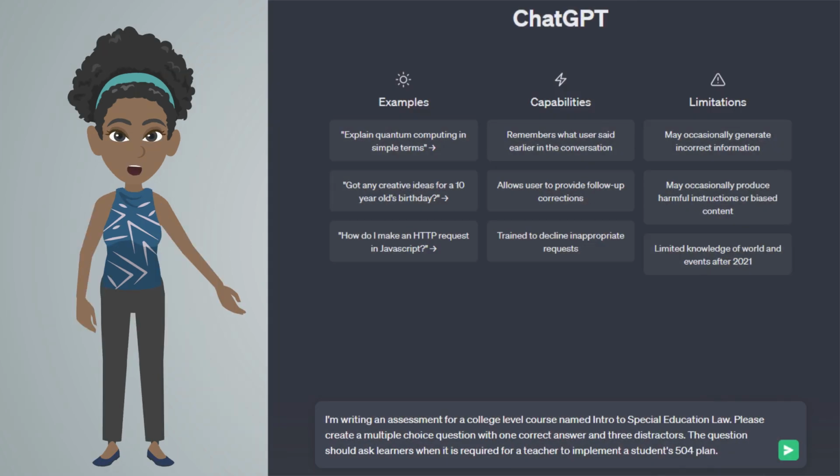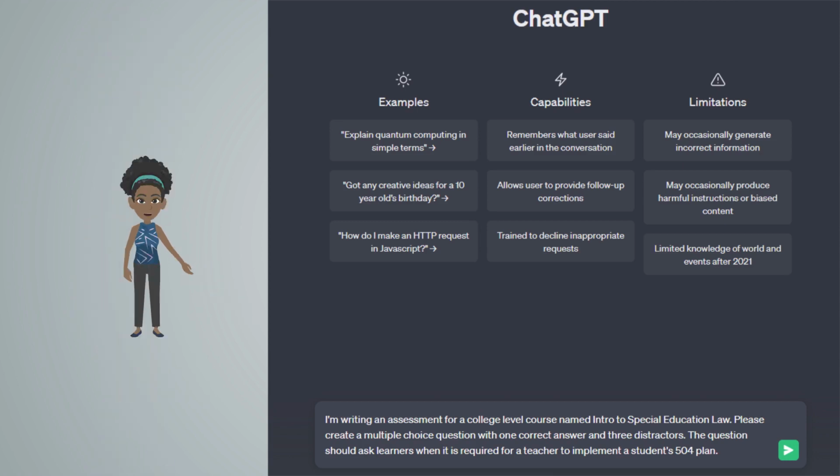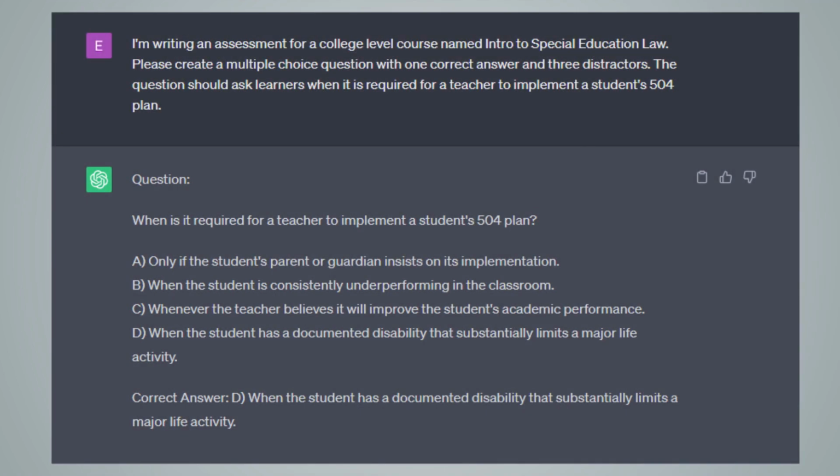For example, I'm writing an assessment for a college-level course, Intro to Special Education Law. Please create a multiple-choice question with 1 correct answer and 3 distractors. The question should ask learners when it is required for a teacher to implement a student's 504 plan. Here's the results. You can pause the video now to read them.